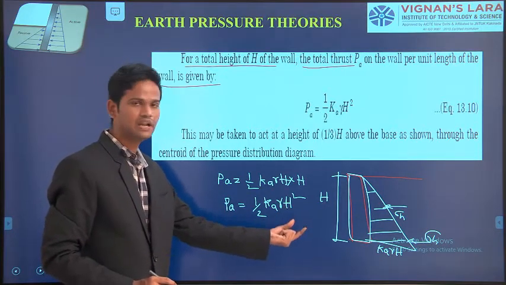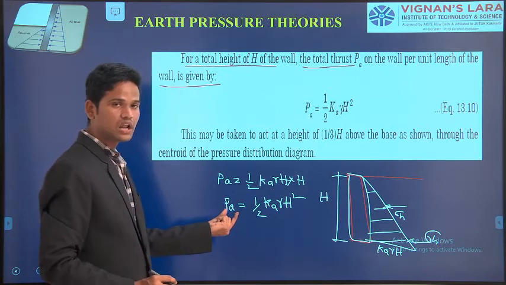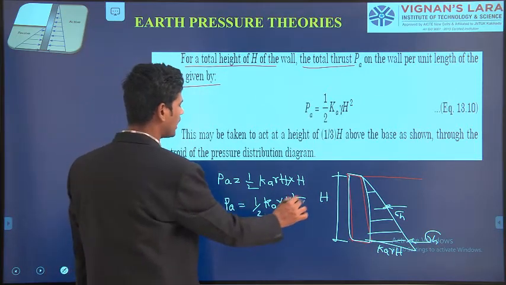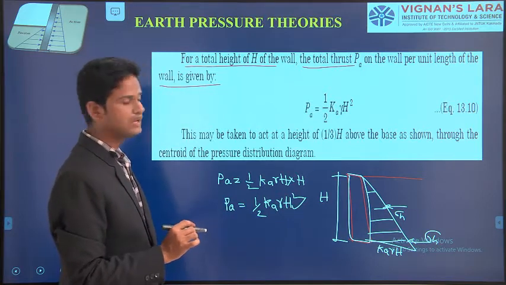This is the formula for calculating the horizontal earth pressure at H, or at a total depth. This is the total horizontal force acting on the wall. This formula you should remember. This is very, very important.